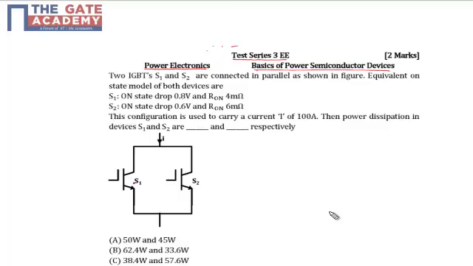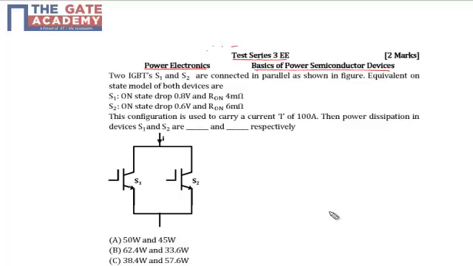We are given the equivalent on-state model of both devices. The on-state model for S1 has an on-state drop of 0.8 volts and an on-resistance R on of 4 milliohms. For S2, the on-state voltage drop is 0.6 volts and the on-resistance is 6 milliohms.